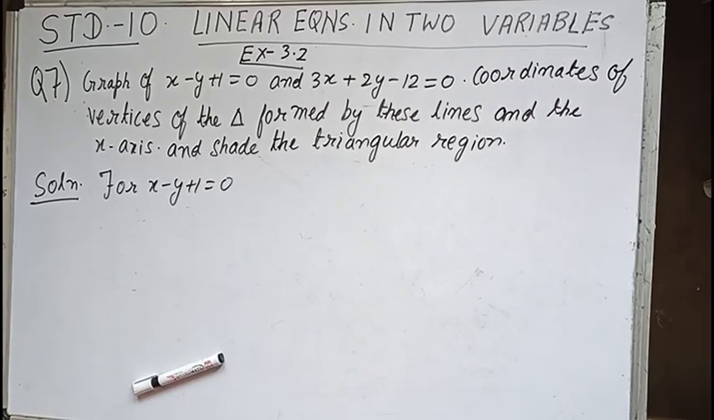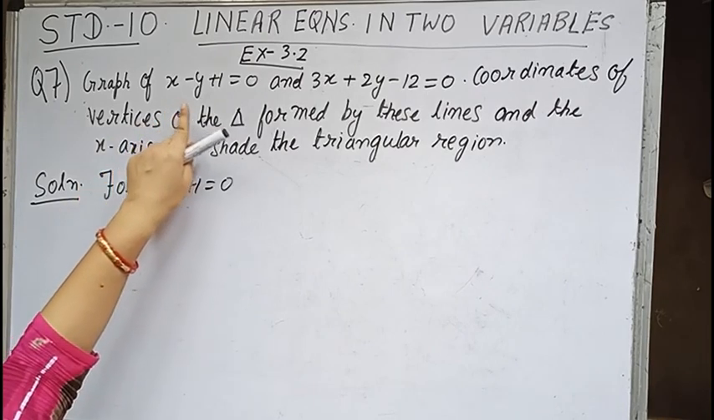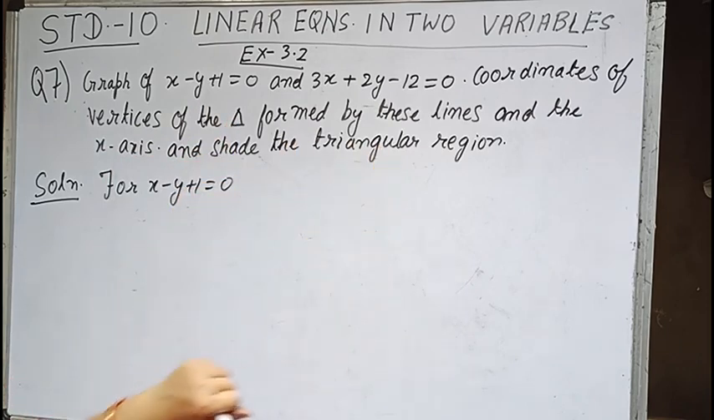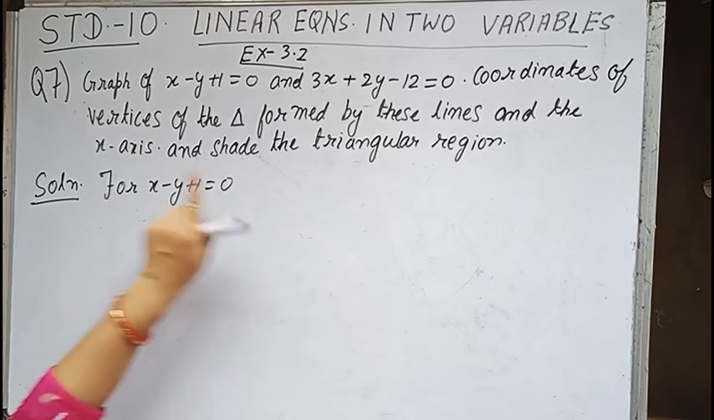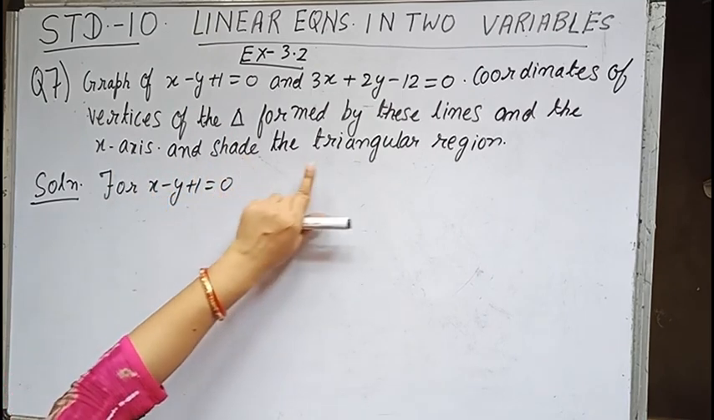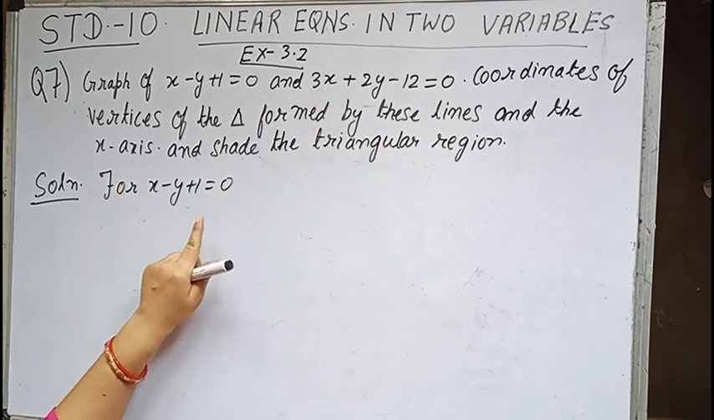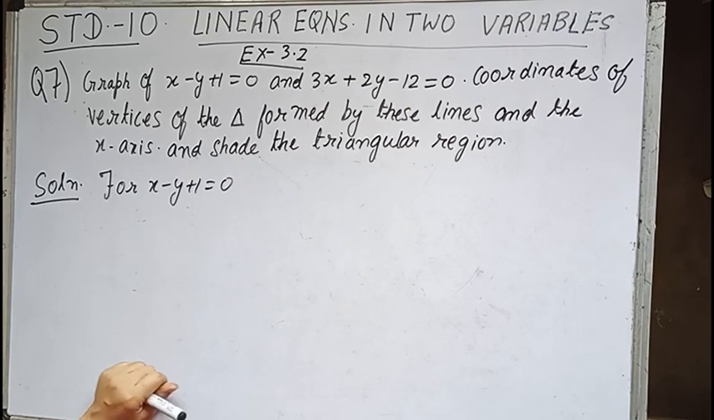Now let us go to question number 7 of exercise 3.2. The question says: draw the graph of x minus y plus 1 equals 0 and 3x plus 2y minus 12 equals 0. Also, determine the coordinates of the vertices of the triangle formed by these two lines and the x-axis. And the last part says: shade the triangular region.